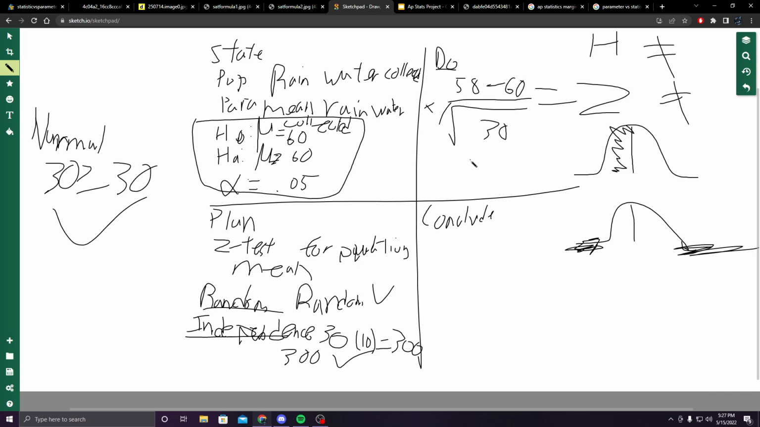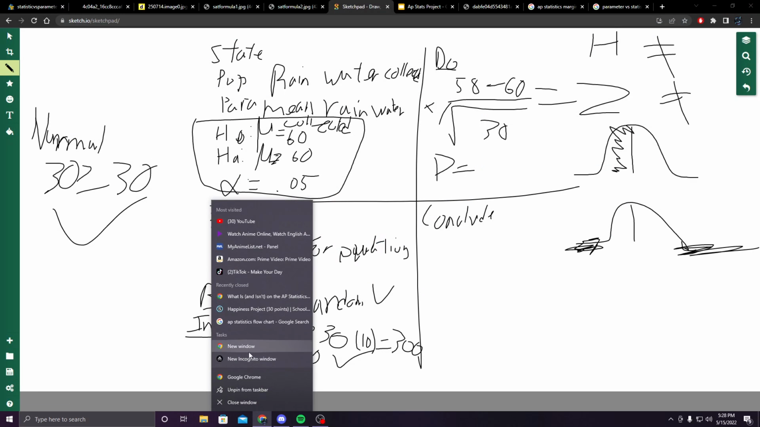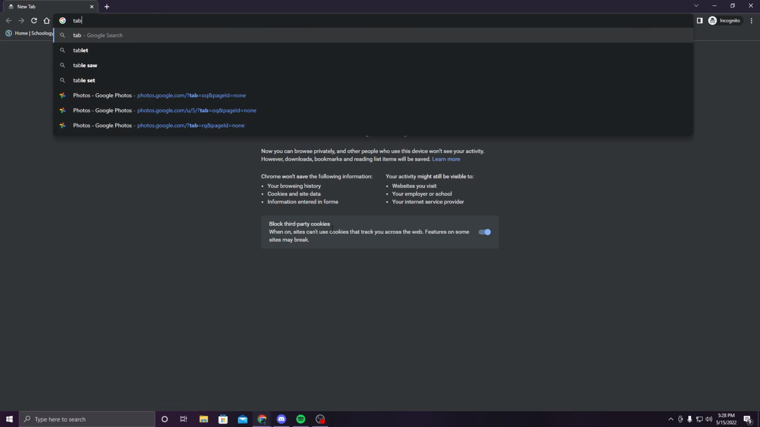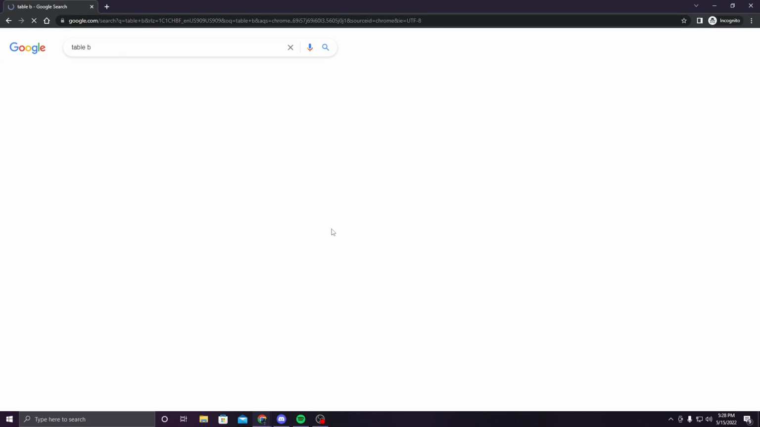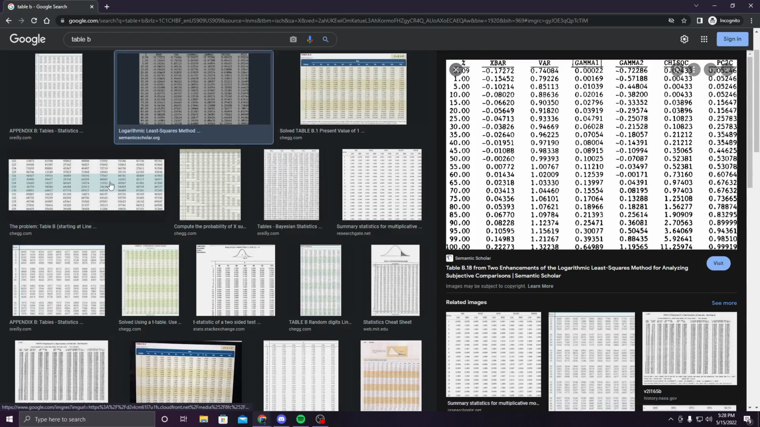So let's just say the p-value equals, oh wait, hold up, let me get this sheet. Let me just make up a p-value so we can all find it. Table B, is it table B? It is table B. Okay, so wait, is it table?